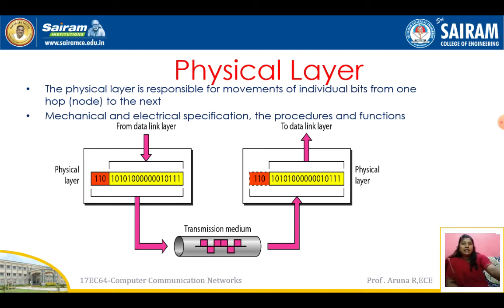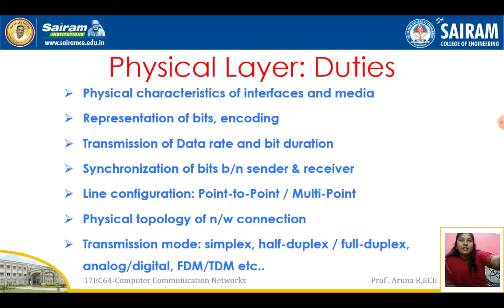It covers mechanical and electrical specifications, procedures and functions. Depending on your channel, you have to change the information. If you are using an optical medium, then your bits should be changed to a light signal. If you are using an electrical wire like coaxial cable, then your bits should be changed to current or voltages. Depending on the medium, the information will be changed. Very important: in the physical layer, the data is in the form of bits and it does only node to node or hop to hop communication.